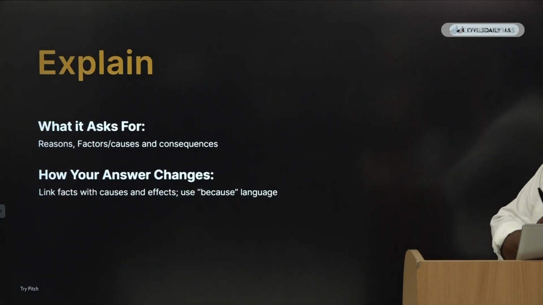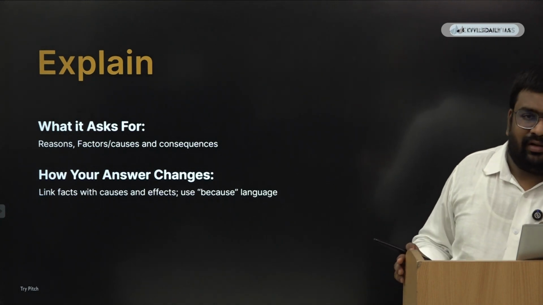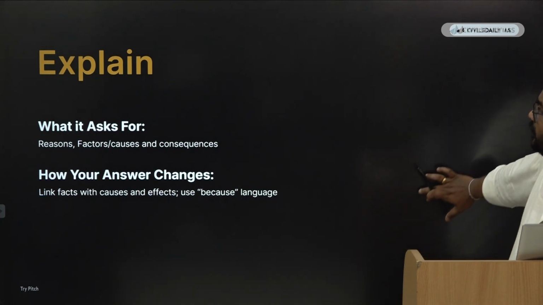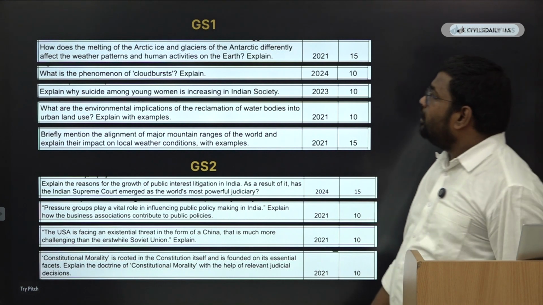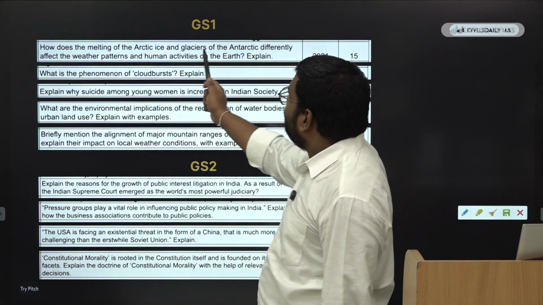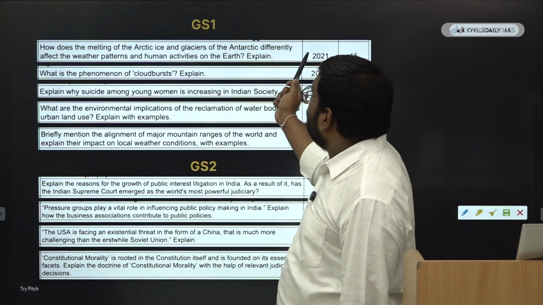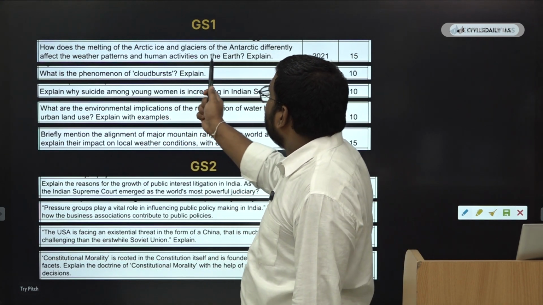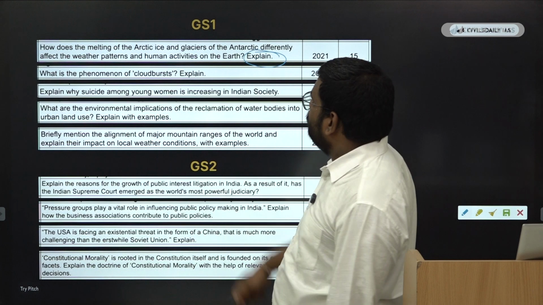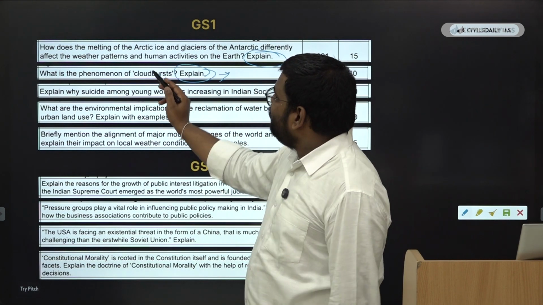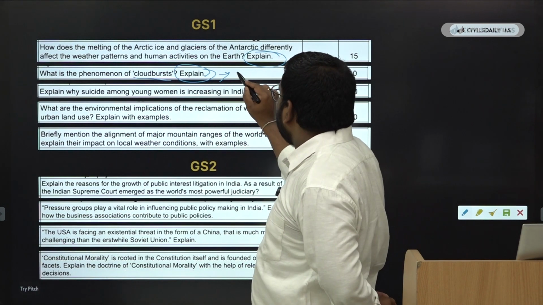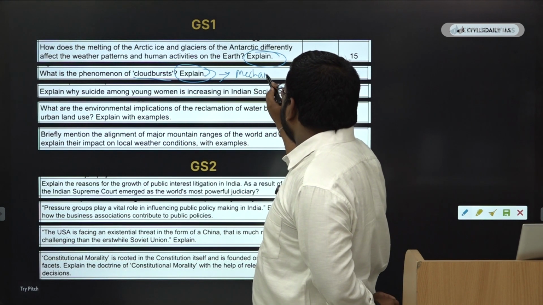Next is explain. So basically it is again similar to discuss and comment. In explanation, just what they are expecting from you: generally they ask you the concept, an explanation of the concepts and the reasons behind it. How does the melting of Arctic ice and glaciers of Antarctic differently affect weather patterns and human activities on Earth? Explain. Or, what is the phenomenon of cloudburst? So basically in the introduction you have to define cloudburst, and then you have to explain the mechanism of cloudburst.